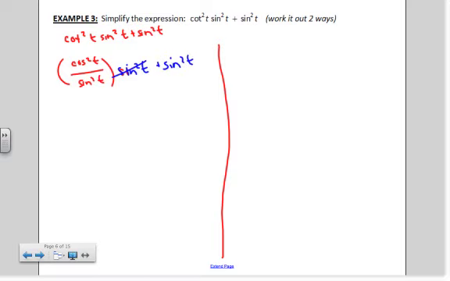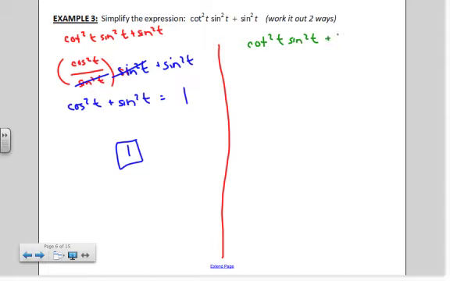Now notice, following order of operations, we would do the multiplication first and look at what we get. Cosine squared t plus sine squared t. Oh, cool, we know what that is. That is 1. All right, now that means that if we work this out another way, we sure better end up with 1. So let's rewrite the problem again and look at how we can think about it.